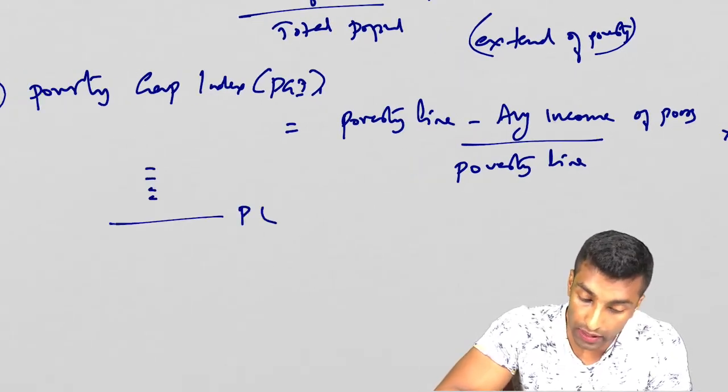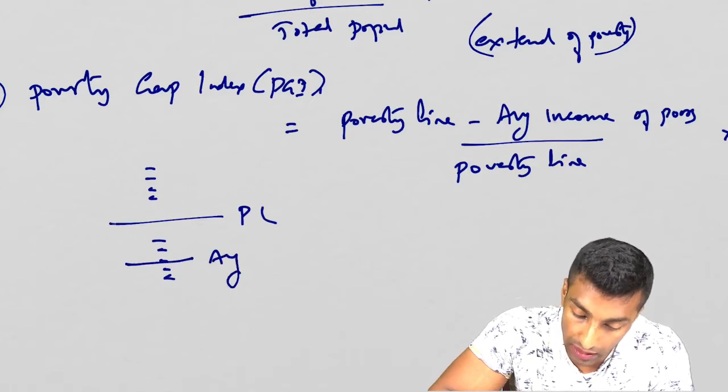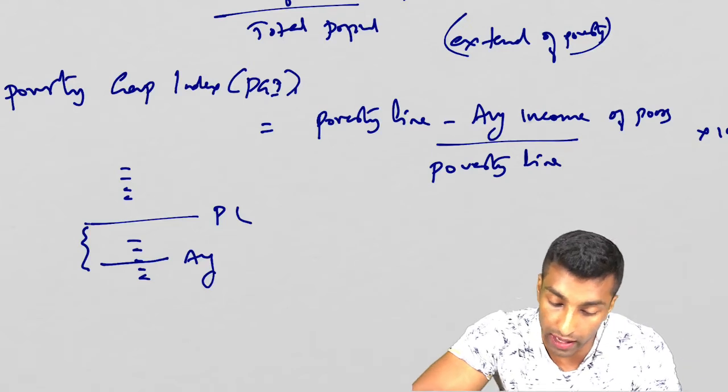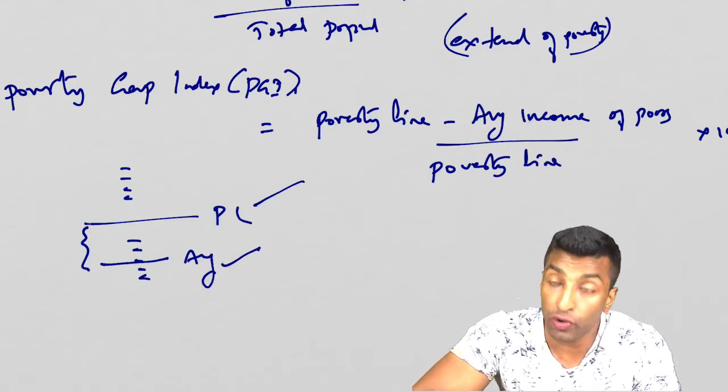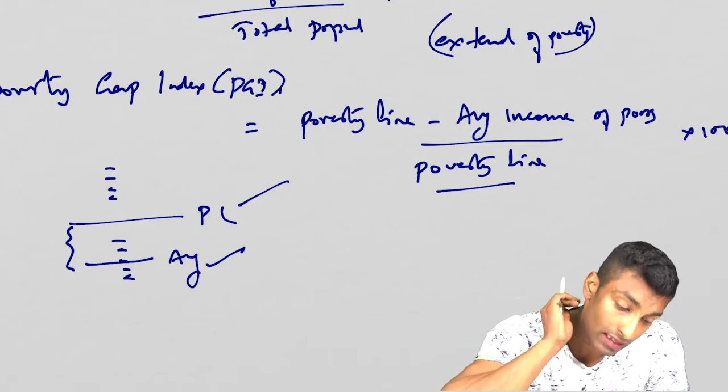Let's suppose this is the poverty line and then these are the poor people. So let's say this is the average income. So this gap was there, no? So you can, this poverty line, this poverty line, average income of poor, okay, then poverty line, so that you can calculate.